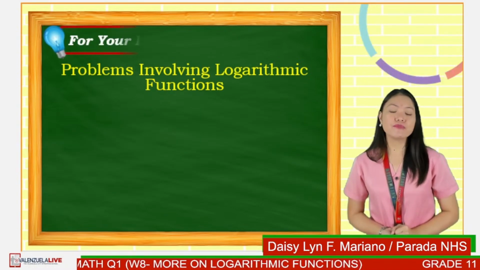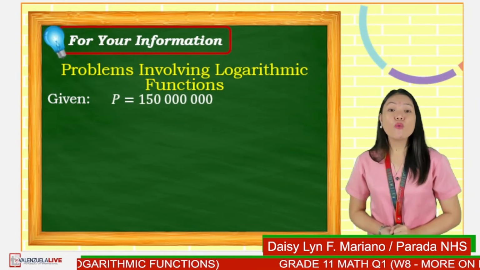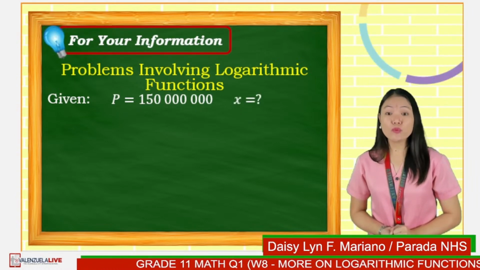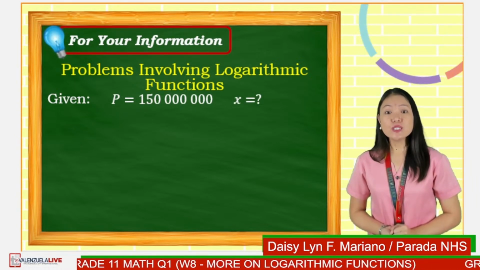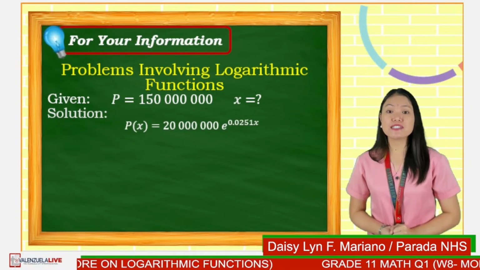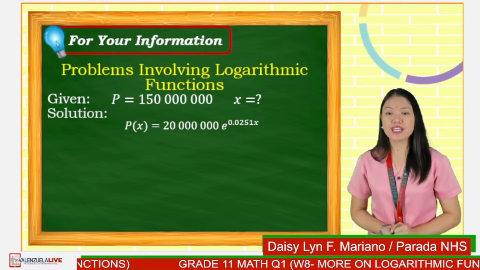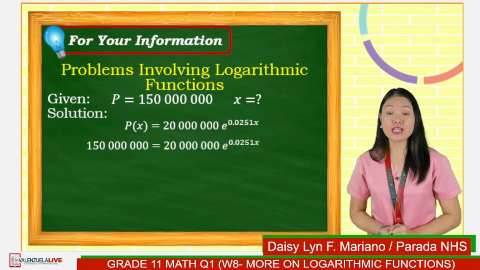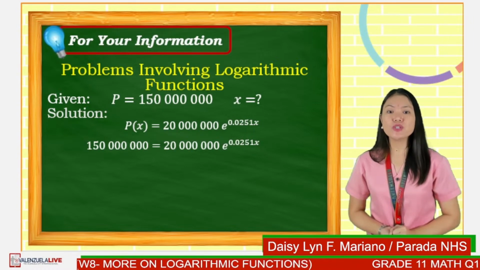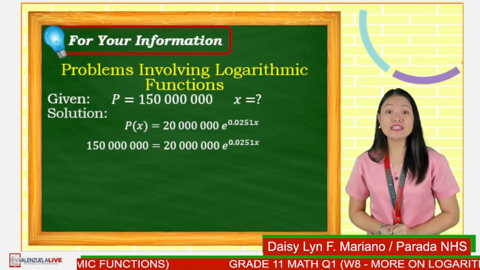To solve the problem, we write first the given. The population denoted by P is equal to 150 million. And the number of years denoted by x is what we are looking for. For the solution, we use the given function P of x is equal to 20 million times e raised to 0.0251x. Then substitute the given. And we will have 150 million is equal to 20 million times e raised to 0.0251x. Next, divide both sides by 20 million.